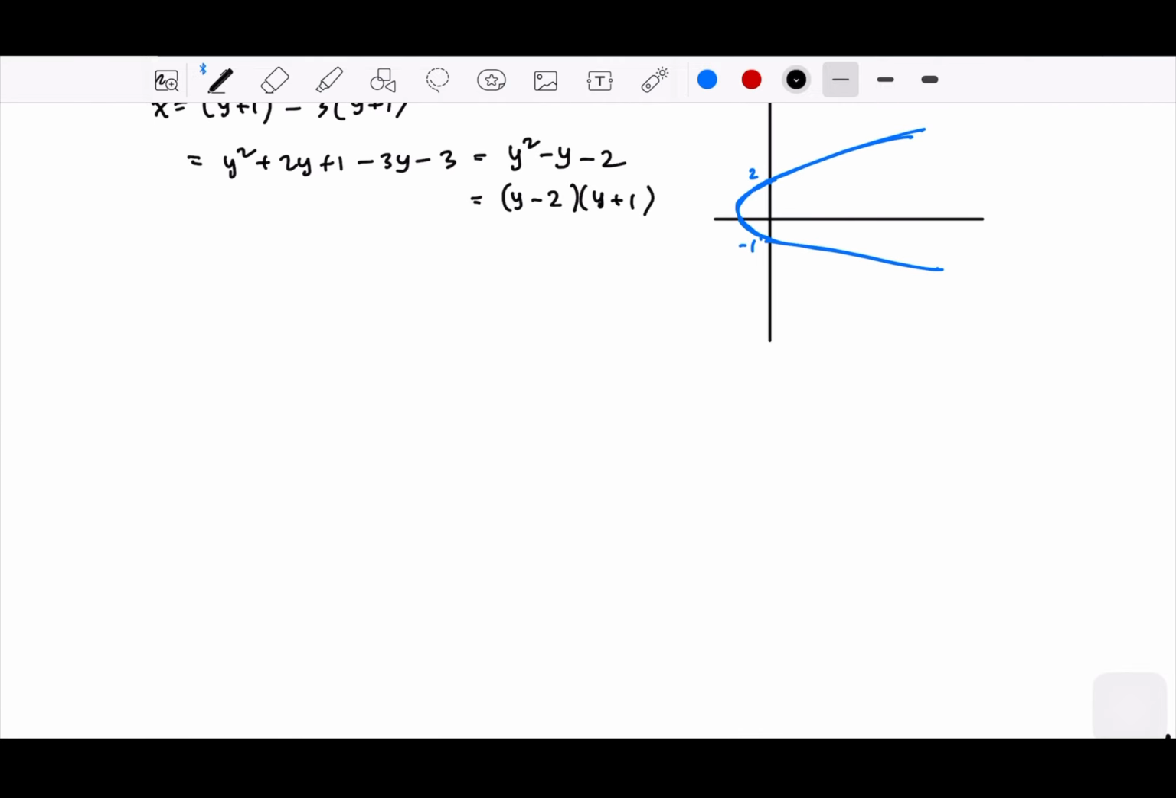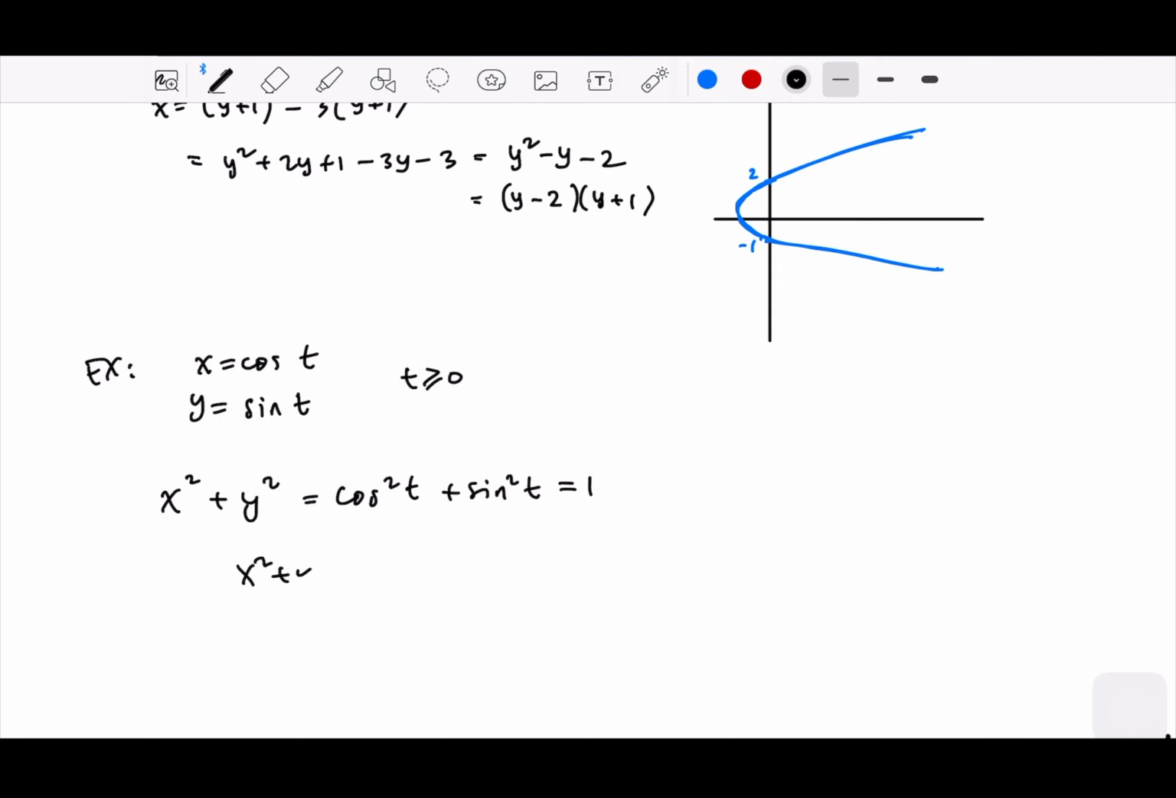Another example is if we have x is cosine t and y is sine t, and t is a positive value or equal to 0. If you want to describe this, remember that we can take this x and y and square them. So if we take these two squared, we are going to have cos squared t plus sine squared t. And of course, because of the identity, this will be equal to 1. So we are going to have x squared plus y squared equals 1.